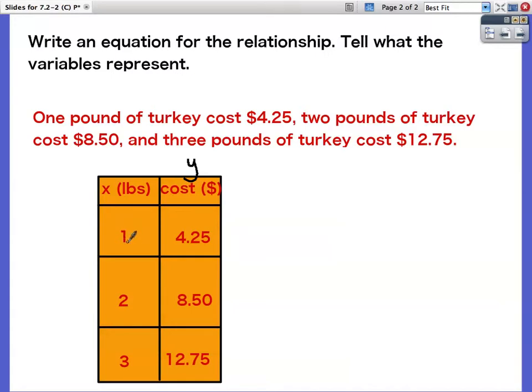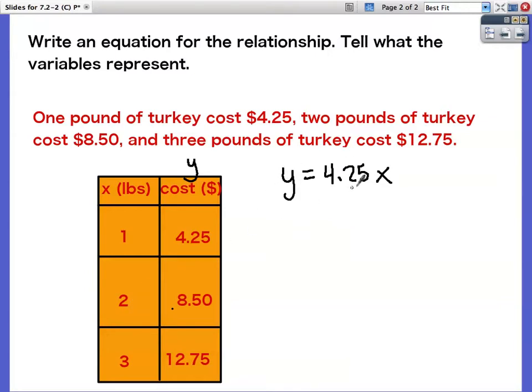And you can see a relationship here. If you look at the numbers closely, you can see that it's about $4.25 every pound, because $8.50 is 2 4.25s. So at 2 pounds it costs $8.50, and 3 pounds, 3 times $4.25. So when you see that relationship, that's when you can write your equation. Okay, y, or the cost, must equal 4.25 times x, because every number I put in for x, all the pounds, you have to multiply that by $4.25 to get the total cost.